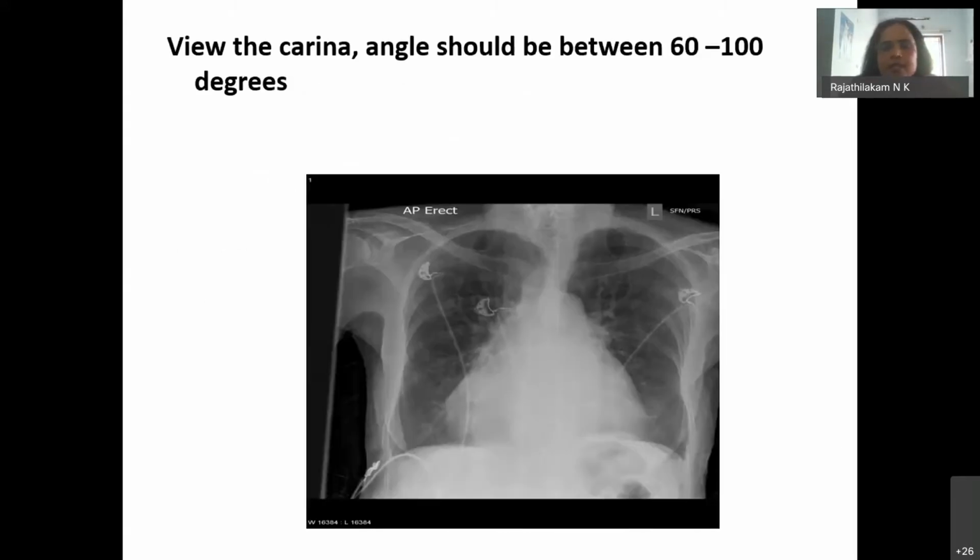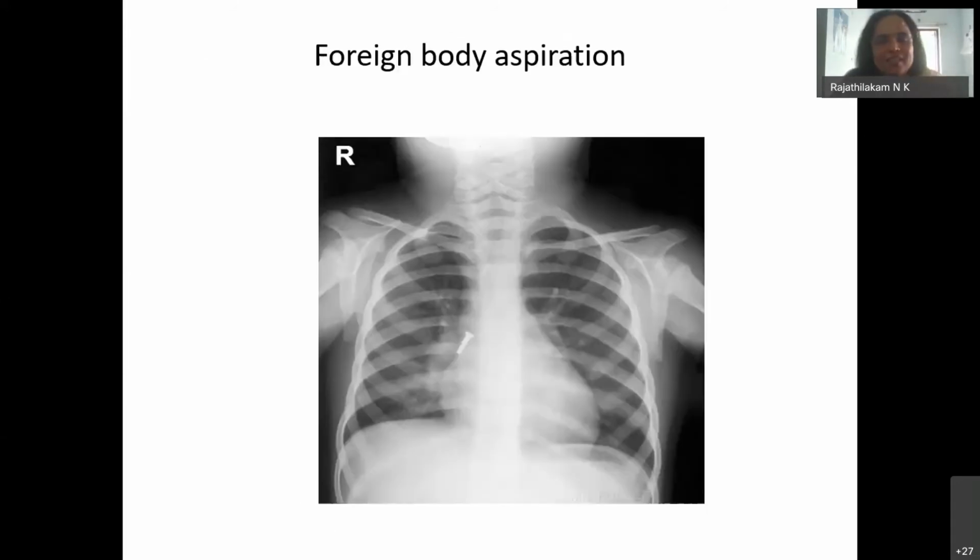I already said that it is an angle between 60 and 100. You can see the foreign body here, mainly in the right bronchus. We have to check whether there is any foreign body in the X-ray. Next, check.